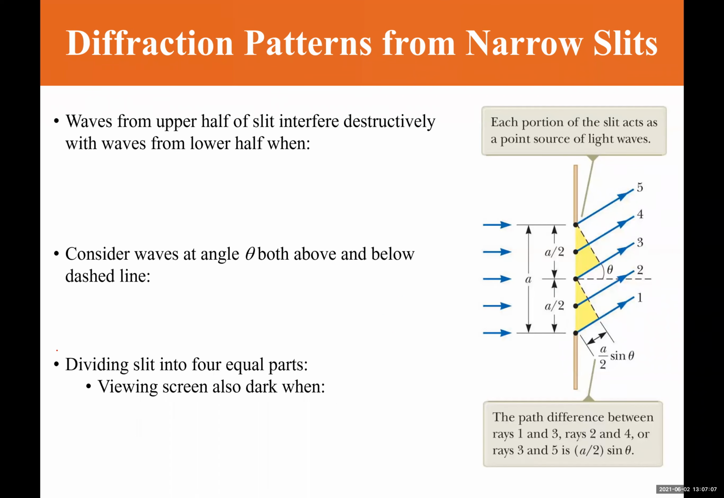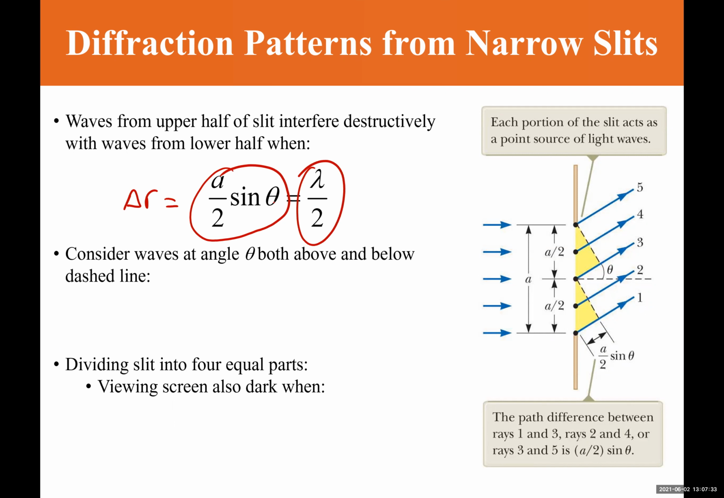All right, so then one thing we can say is that the wave from the upper half of a slit interferes destructively with the waves from the lower half. Okay, so that means their path length difference, which is a over 2 sine theta, will equal lambda over 2. Lambda over 2, because this is their path difference, delta r, and this path length difference is exactly half a wavelength. Okay, so if then we consider waves at an angle theta.